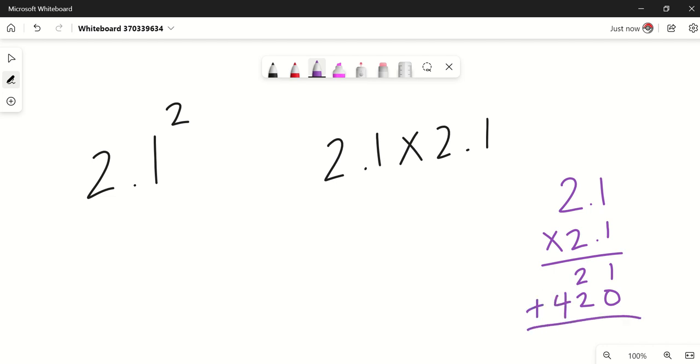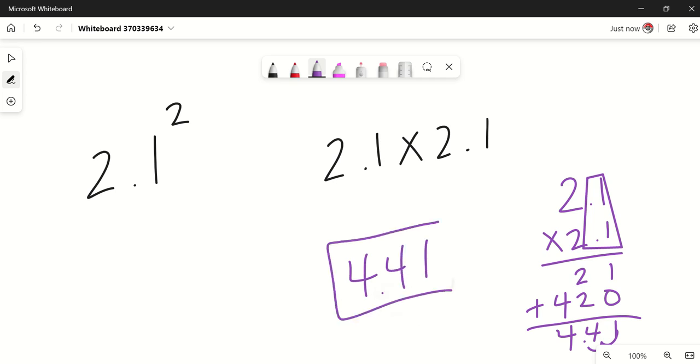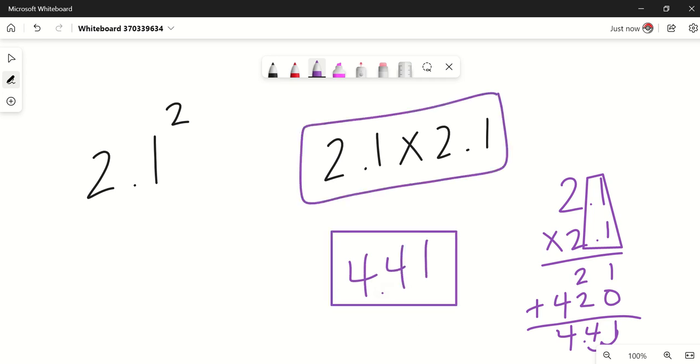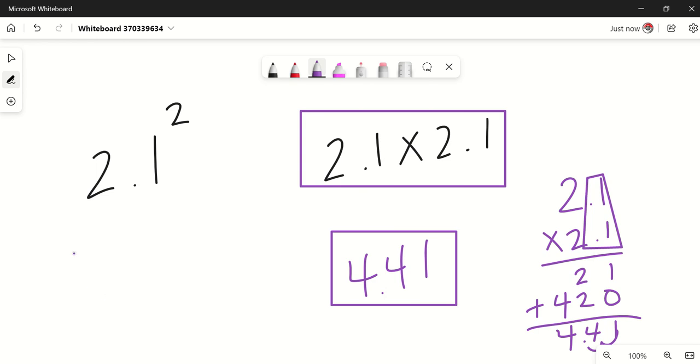We're going to add these together. 1 plus 0 is 1. 2 plus 2 is 4. 4 plus nothing is 4. Two numbers after a decimal. So my answer should be 4.41. So remember, this is my second part of my answer. This is my first part of my answer because it wants me to write it as its multiples of its own factor.